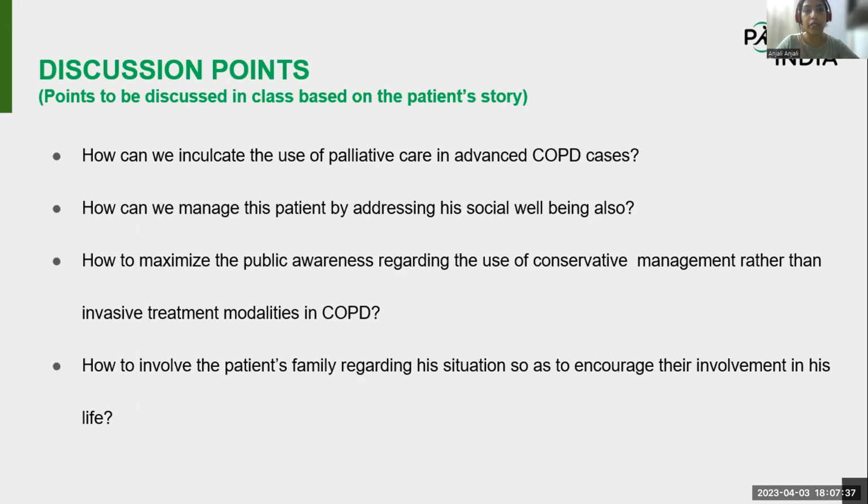So the discussion points are: how can we inculcate the use of palliative care in advanced COPD cases? How can we manage this patient by addressing his social well-being also? How to maximize public awareness regarding the use of conservative management rather than invasive treatment modalities in COPD? And how to involve the patient's family regarding his situation so as to increase their involvement in his life?